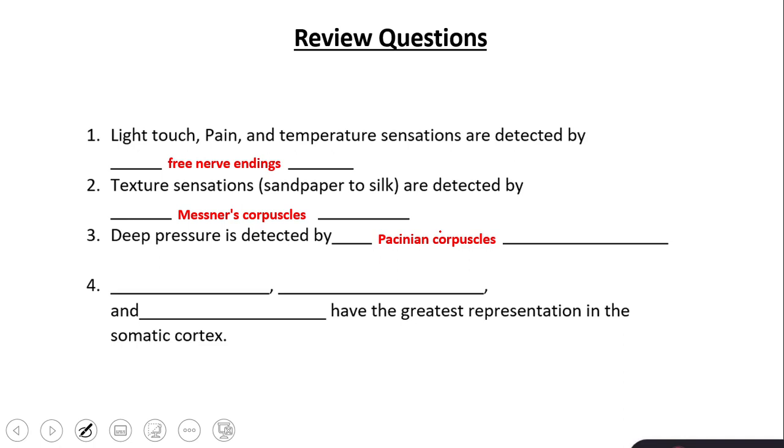What parts in the body have the greatest representation in the somatic cortex in the post-central gyrus? They are fingertips, lips, and genitals.